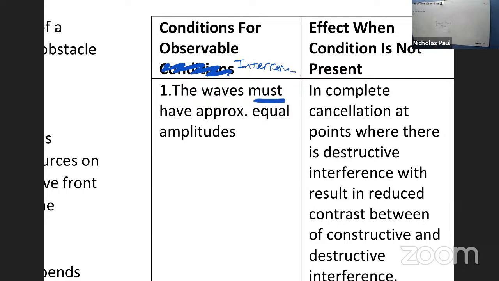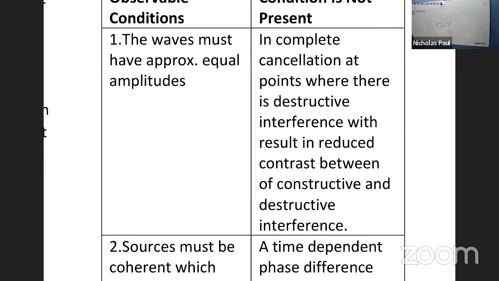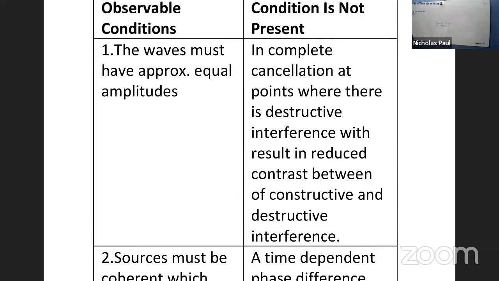The waves must have approximately equal amplitudes. What would happen if they are not? If the amplitudes are not the same, then you will have incomplete cancellation at points where there is destructive interference, and the result is reduced contrast. So you're not going to see bright and dark, bright and dark. You will not have a nice fringe pattern.